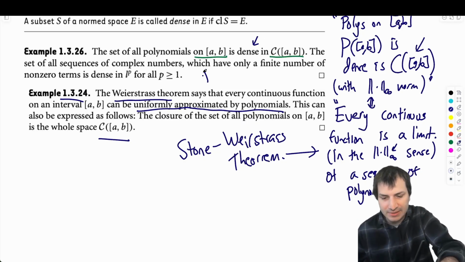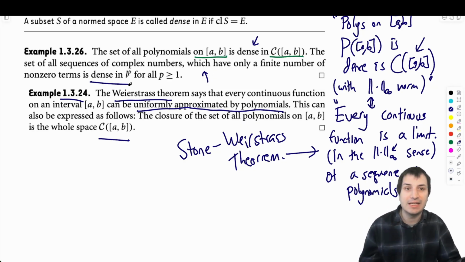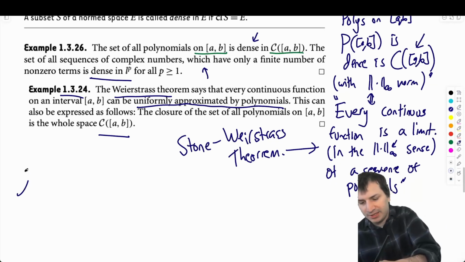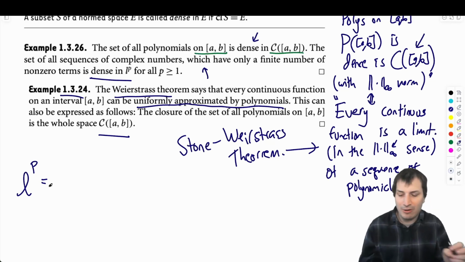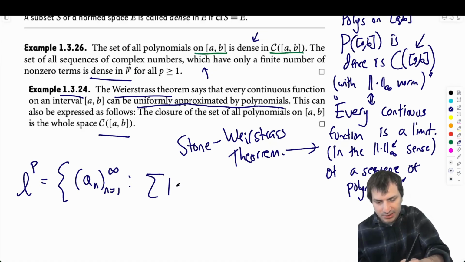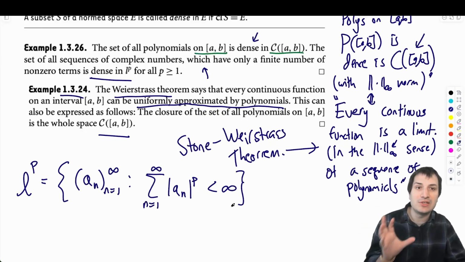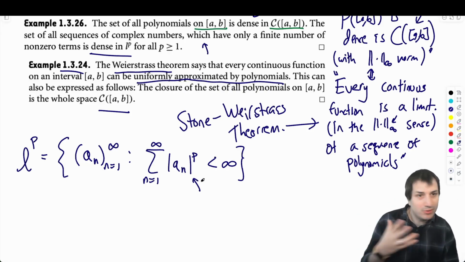Here is another nice example. They're saying the set of all sequences of numbers which have only a finite number of non-zero terms is dense in lowercase l^p. So lowercase l^p, remember, is the set of sequences a_n, n going from 1 to infinity, such that the sum of |a_n|^p is finite. These are infinite sequences, but they have to go to 0 fast enough that they are summable when you take them to the power p.